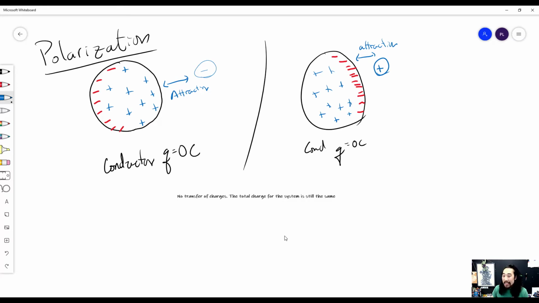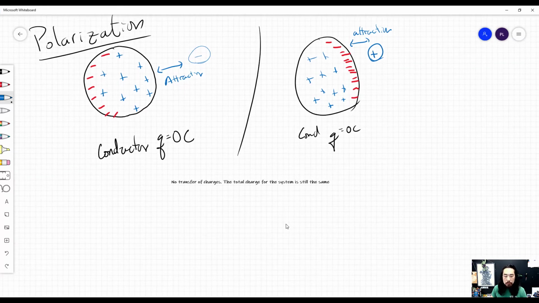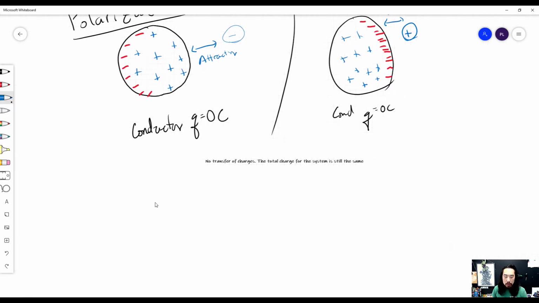Now that is for a conductor. What about an insulator? For an insulator, I'm going to draw it right below. We have an insulating object, let's say a styrofoam ball or a plastic ball of some sort, and we have a large negative source here. Remember, for an insulator, the negative charges don't move freely. They're just held in place. So I'm going to draw both charges, the positive and the negative, to prove a point.